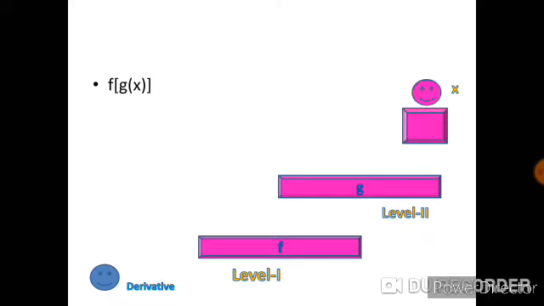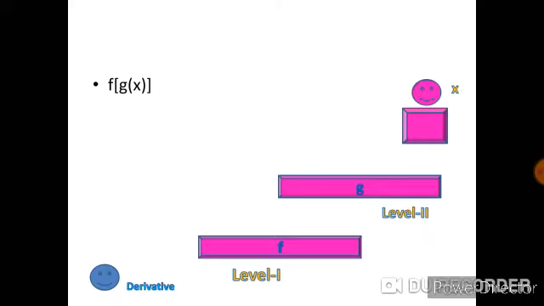Now here what you have to do is take the derivative. This is the operation, so this is a game like this. The name of the first level is f, the name of the second level is g, and the final destination is x. You have to reach up to x. So now we'll start our game.